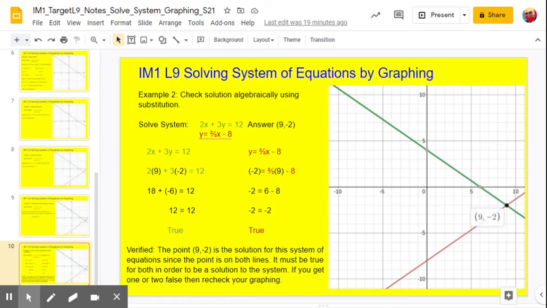But you can't just verify it on one line. You have to verify on both lines, okay? Because you could make a mistake graphing, right? And it's going to be true for one line, but it's not going to be true for the other line if you made a mistake graphing.